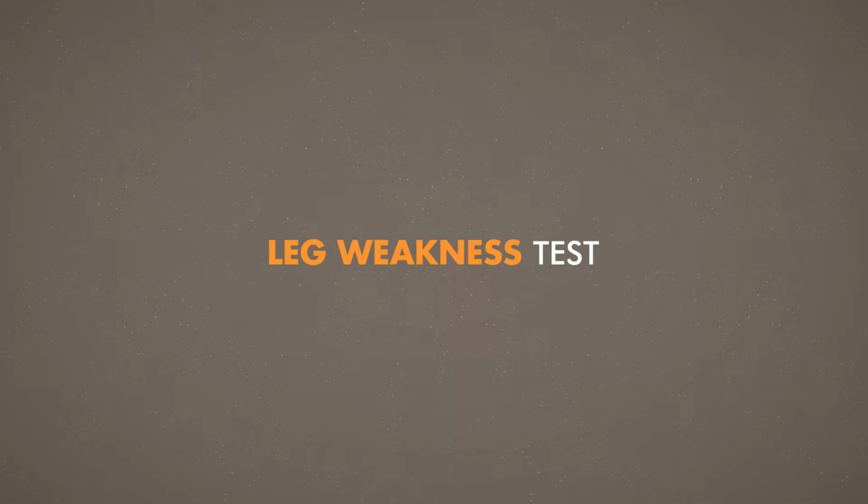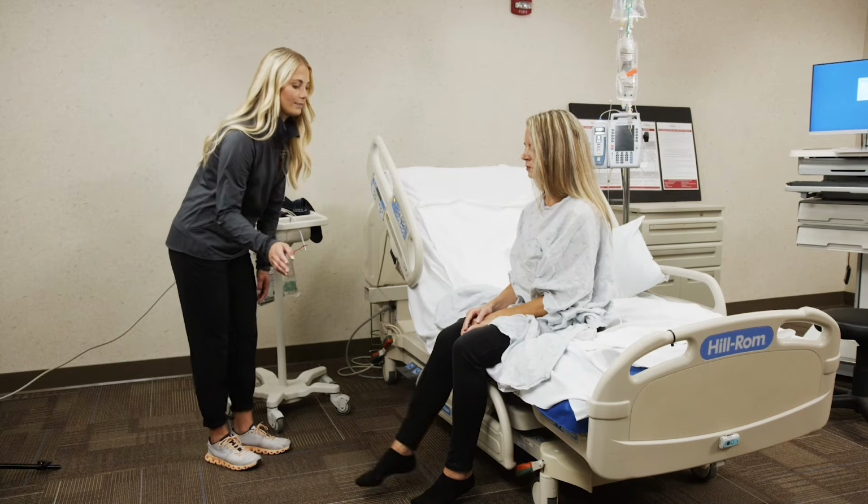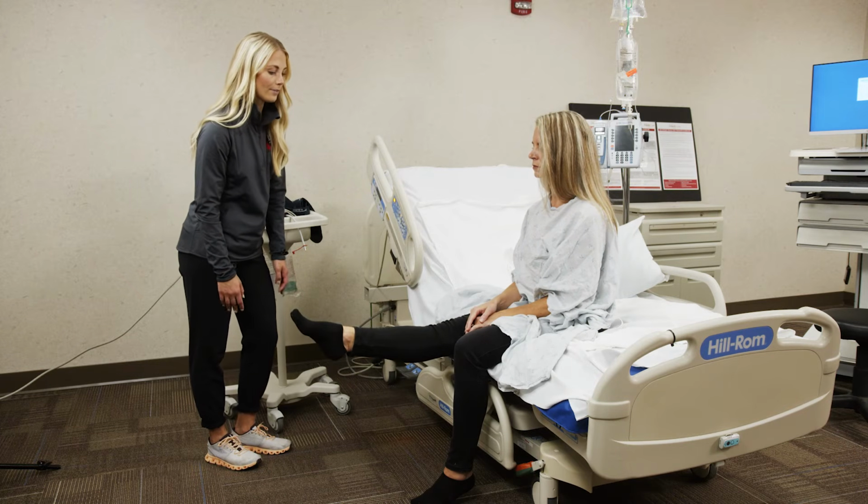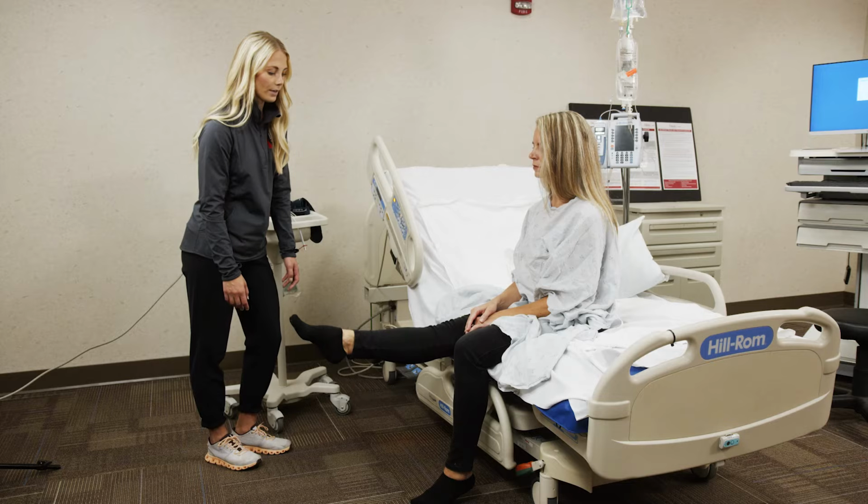The next step is to test your patient for leg weakness. This is very similar to testing for arm weakness. However, you will test each leg separately. Instruct the patient to hold their legs straight out for a count of 5 seconds if they are sitting in a chair.